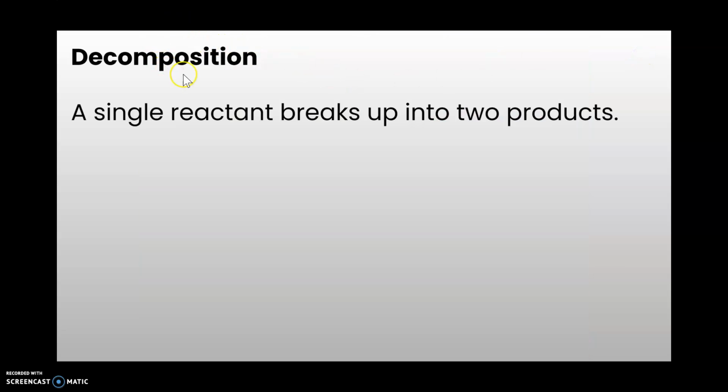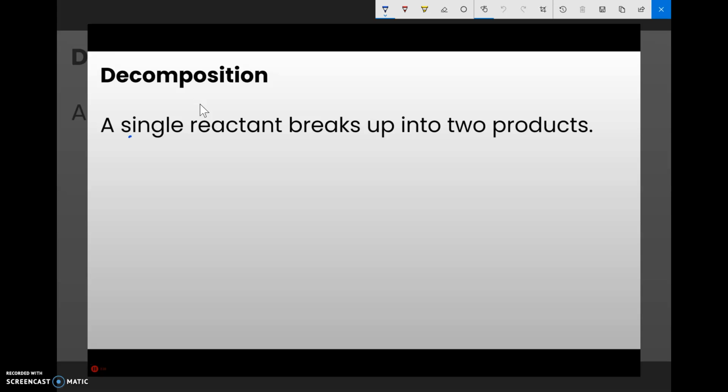Okay, the next one is called decomposition. Decomposition is just the opposite of synthesis. This is when you have a single reactant. So the biggest clue is that you have one reactant. Again, it's going to be a compound, but you're only going to have one reactant, and it breaks up into 2 or more products. So an example of this, let's say that it's a hot August day.